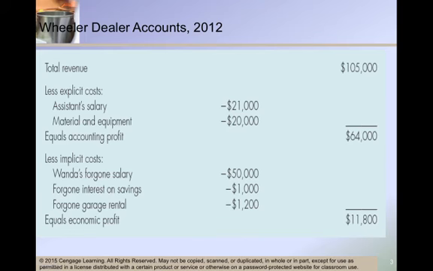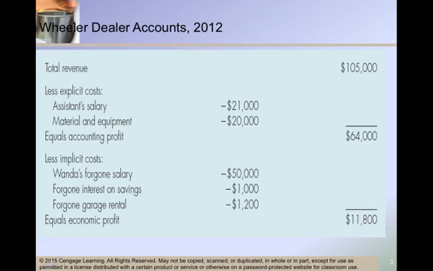So if we want to calculate the economic profit, we take the revenue of $105,000, subtract out the explicit costs, and that gives you $64,000. Remember, that's our accounting profit. Then we subtract out all the implicit costs. So $64,000 minus the $50,000 in foregone salary, minus the $1,000 in foregone interest, and the $1,200 in foregone money that could have come in for the garage rental. That gives us an economic profit of $11,800. So our economic profit is a lot lower than that accounting profit, and that's generally going to be the case.